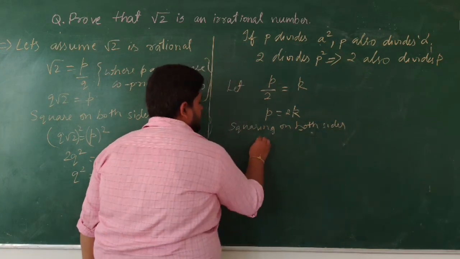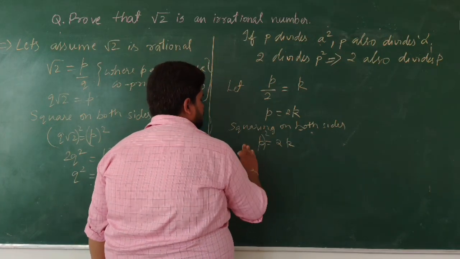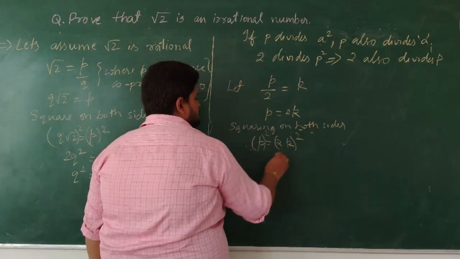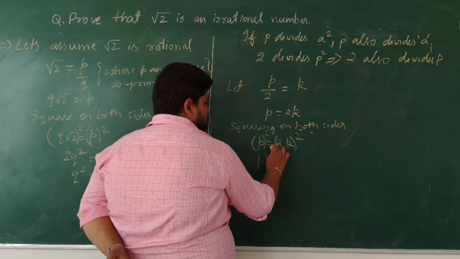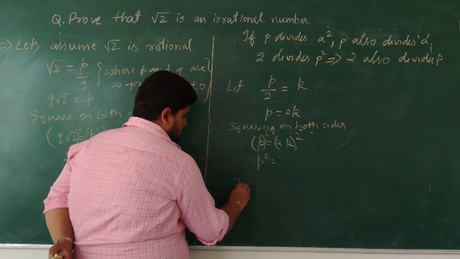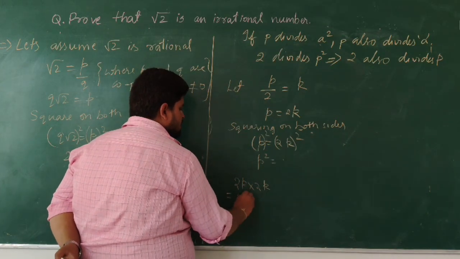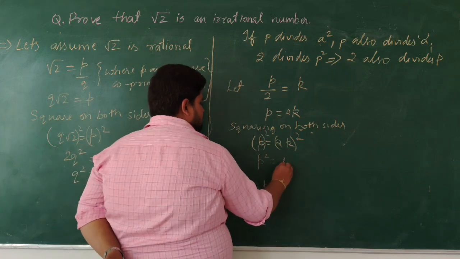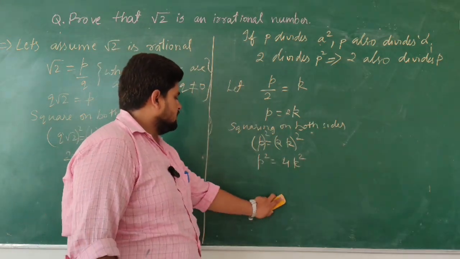So initially I had the number p is equal to 2k. I will do squaring over here and I will do squaring over here also. So here I will get p square is equal to 2k whole square, which is nothing but 2k multiplied by 2k. That is equal to 2 2s are 4, k into k is k square. That is 4k square.